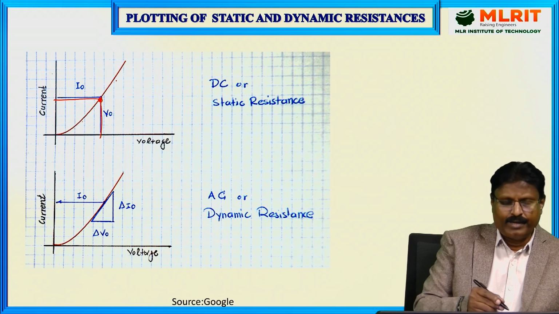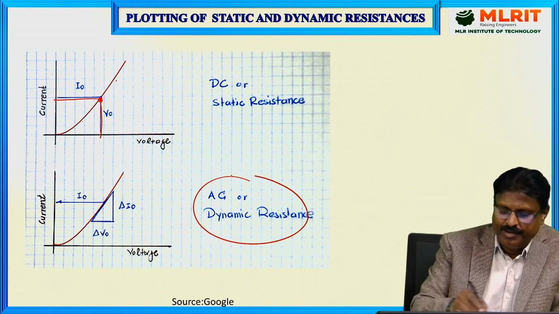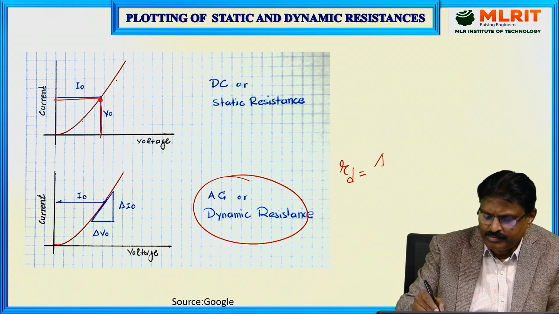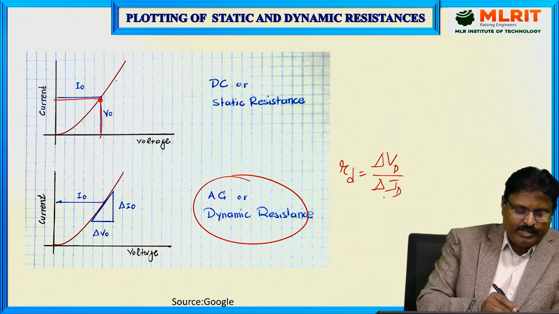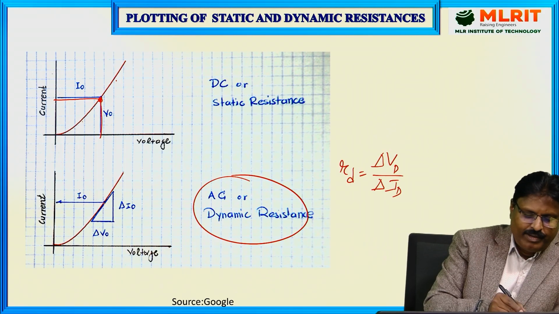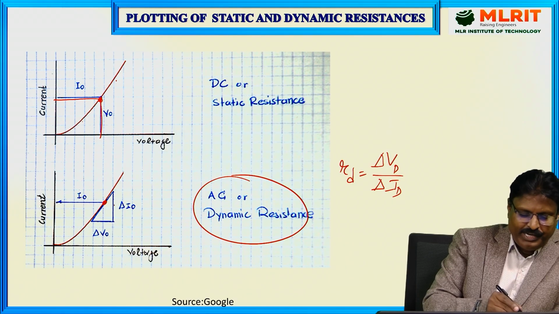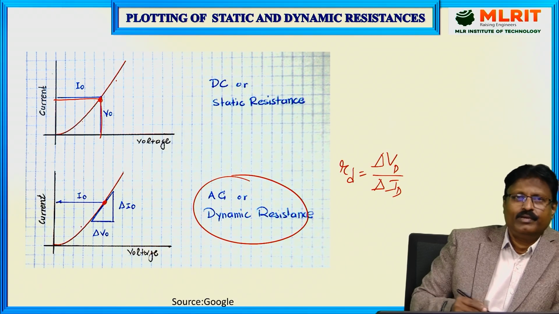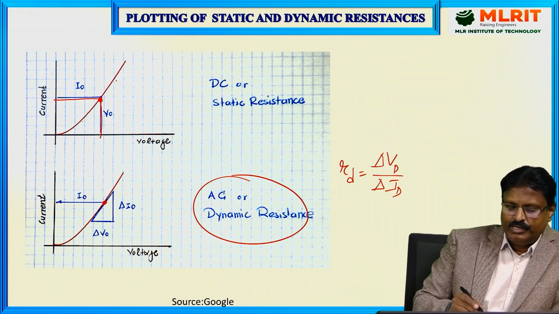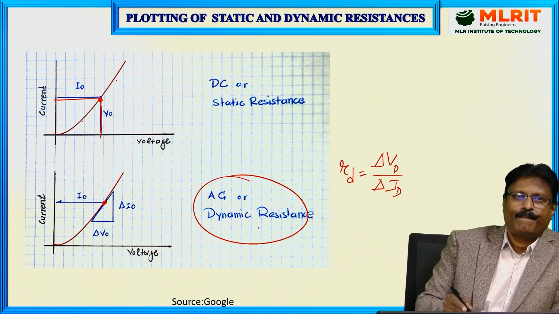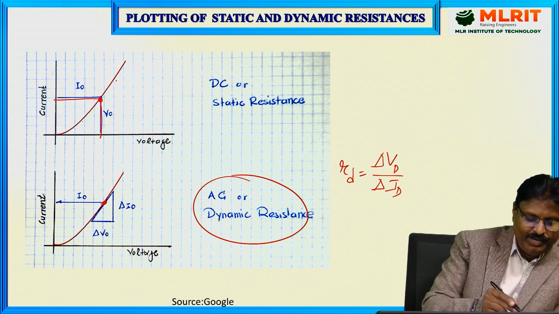So how do we calculate the AC dynamic resistance? The formula will be rd is equal to delta VD by delta ID, right? Here we need to take one point on the curve. Here we selected the point. We need to calculate the slope of this curve and inverse the slope, so we can obtain the AC resistance. So at this point you need to calculate the slope.